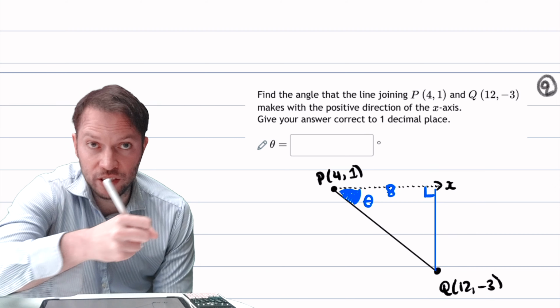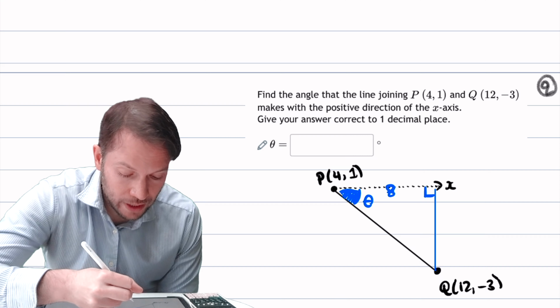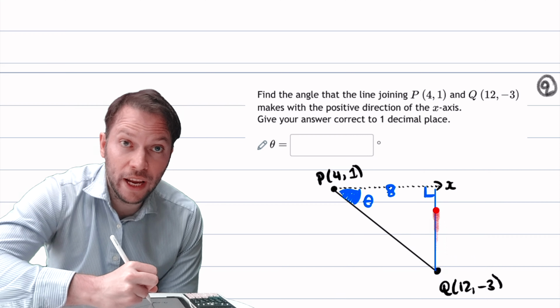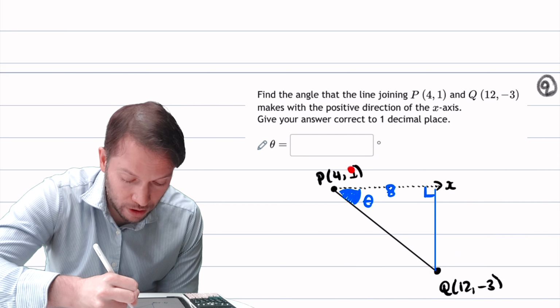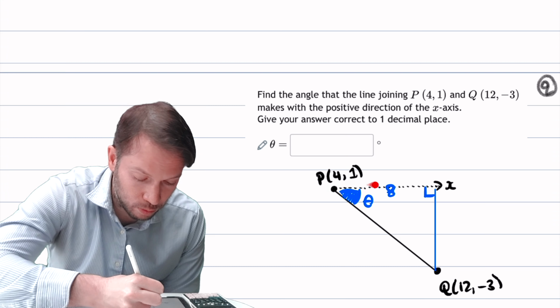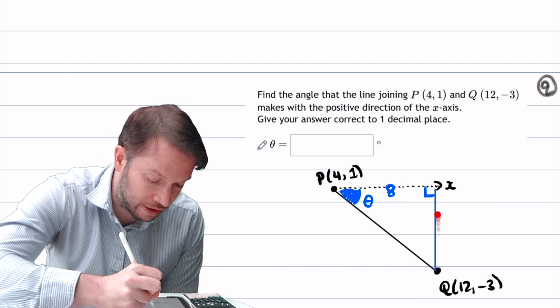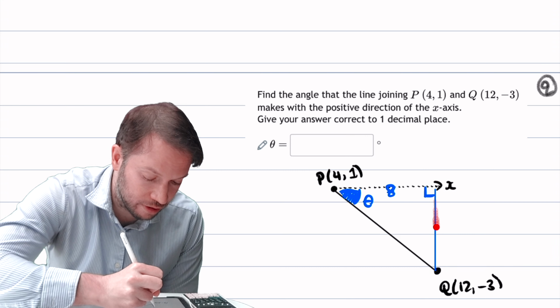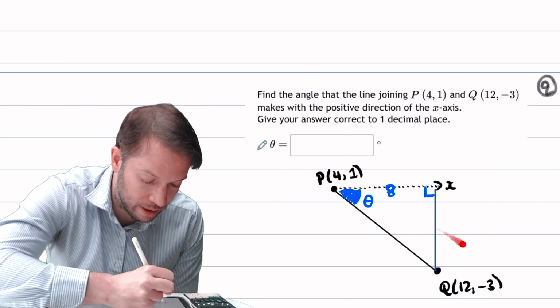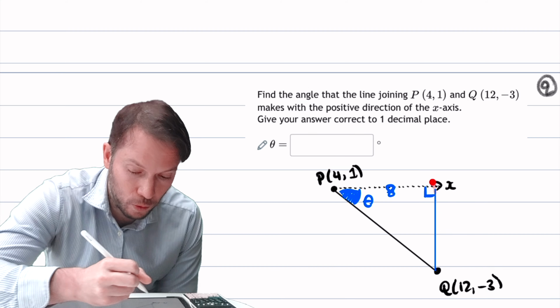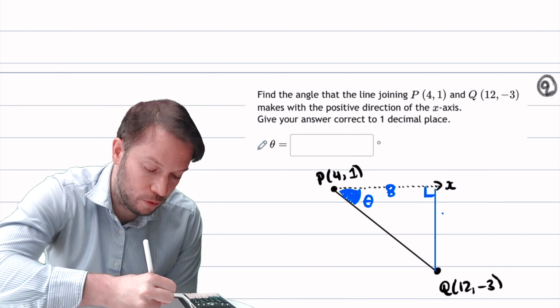It's just the change in the x value. And this length here will be the change in the y coordinate. So this y value is 1, which means this y value is also 1. And this y value here is -3. So it's the difference between these two y values of 1 and -3. That's a change of 4. So we know that length is 4.